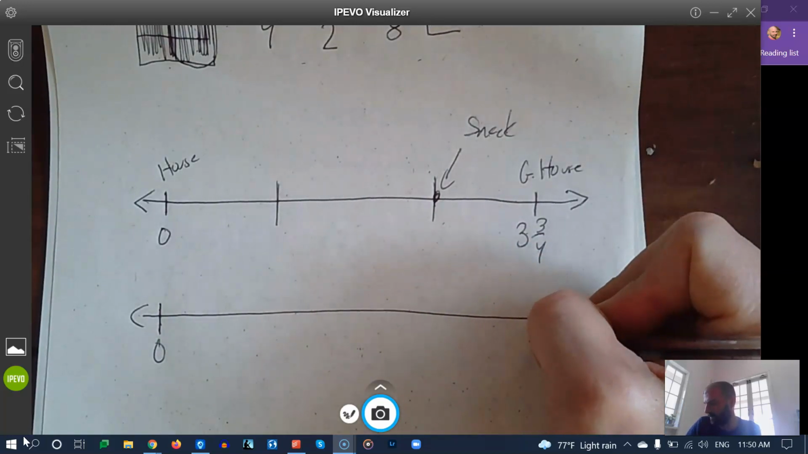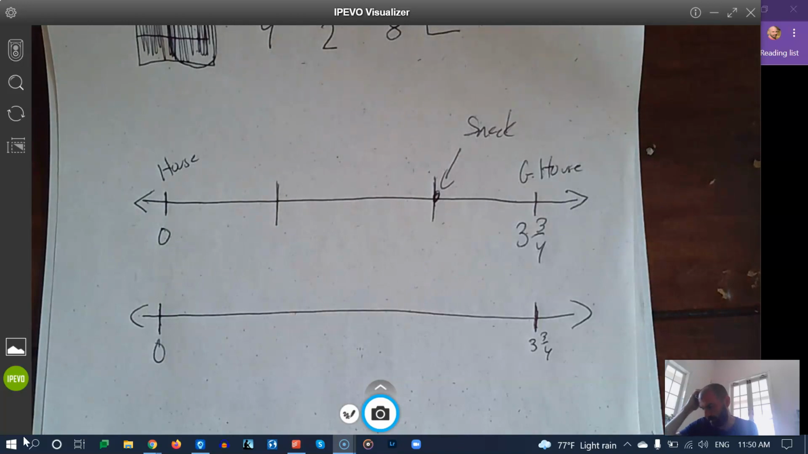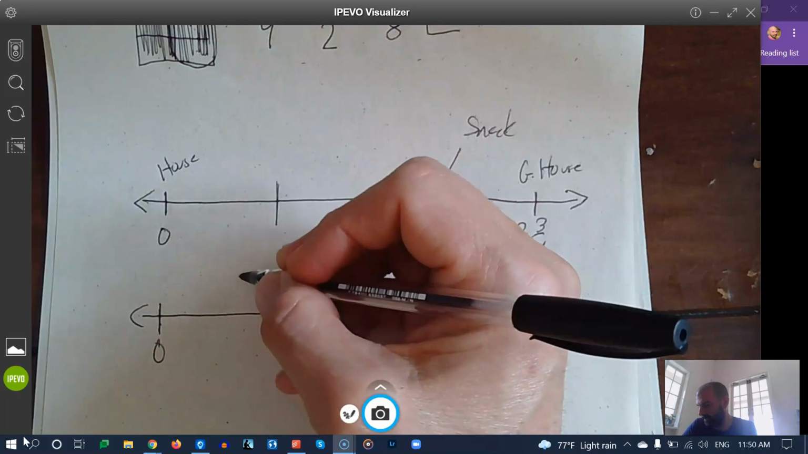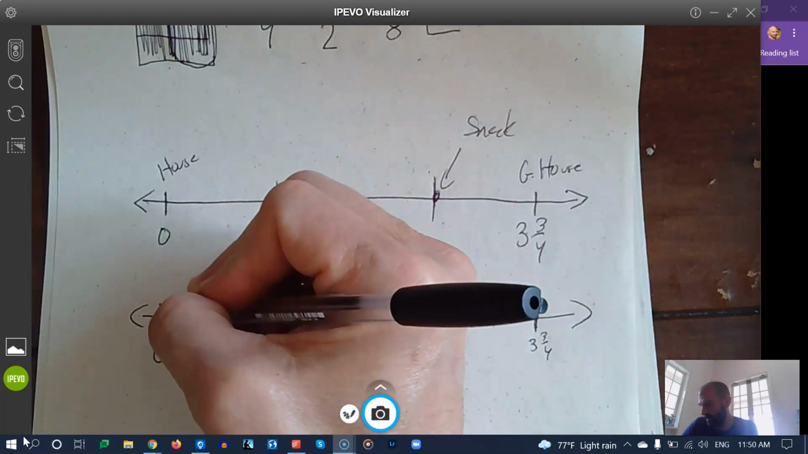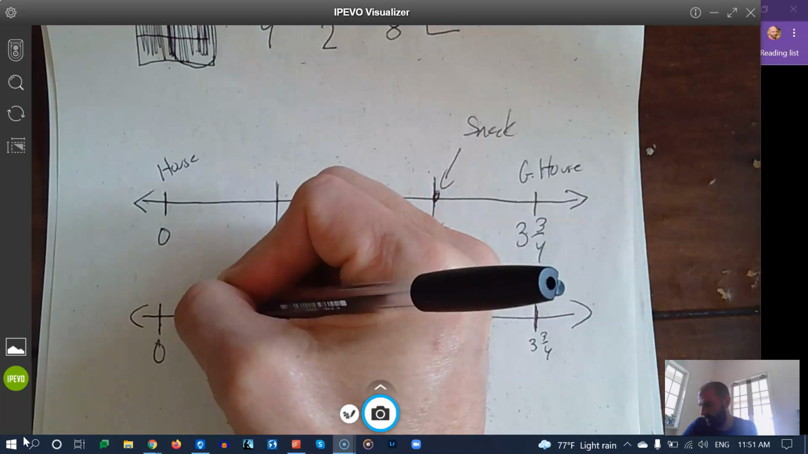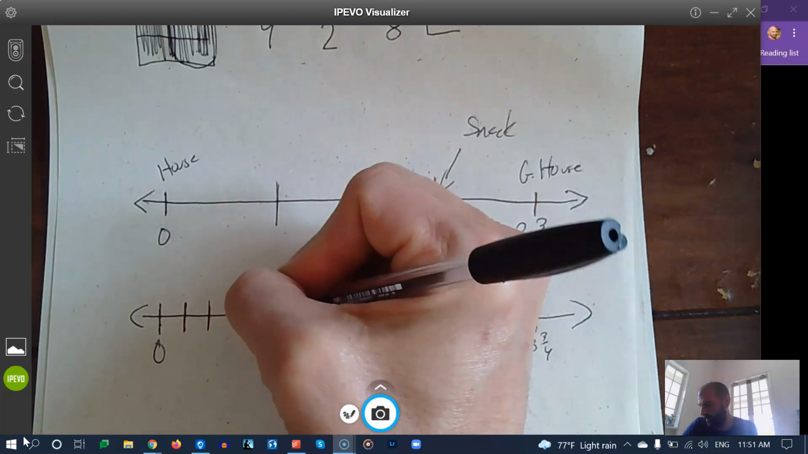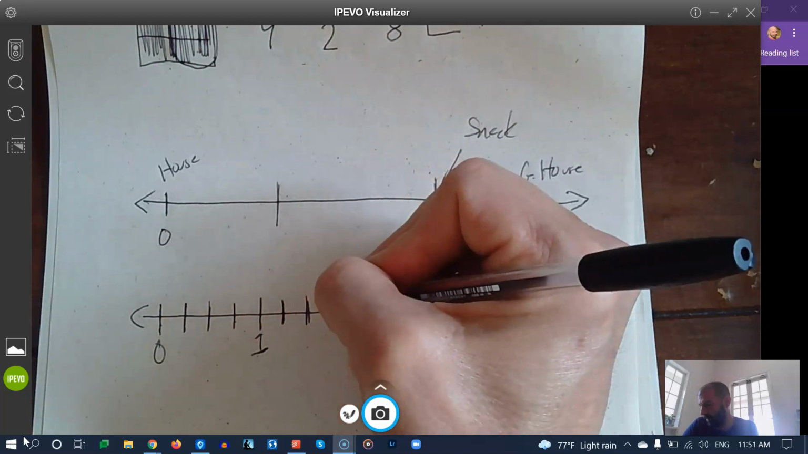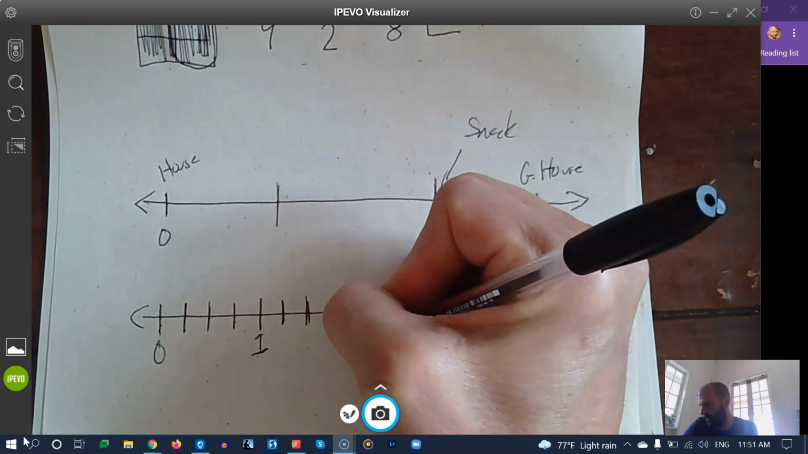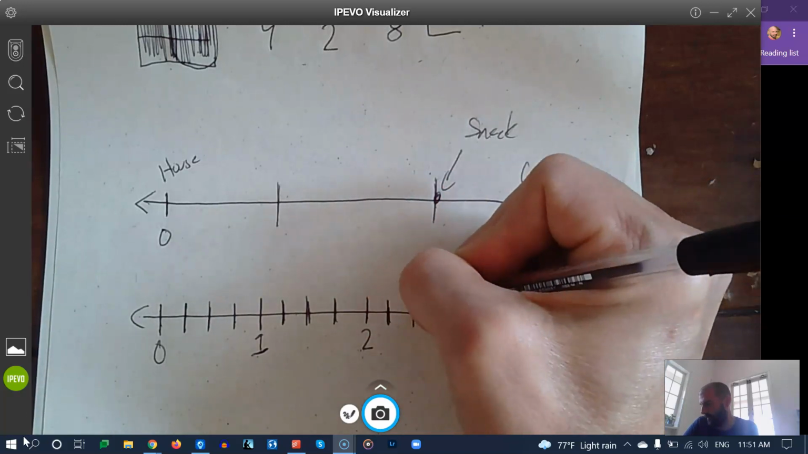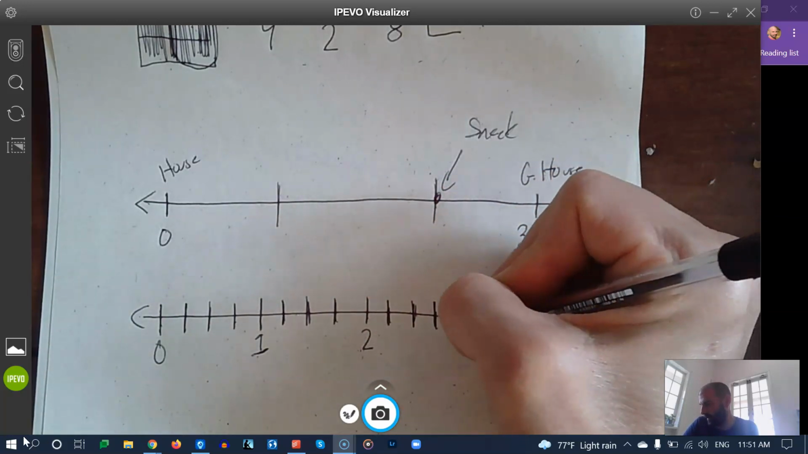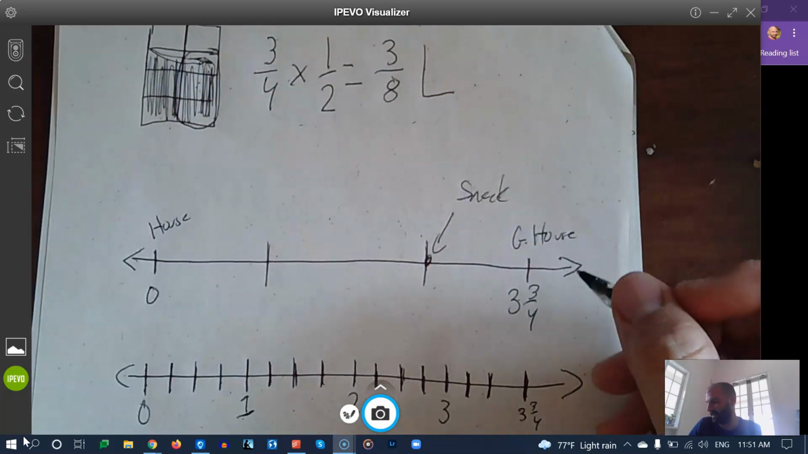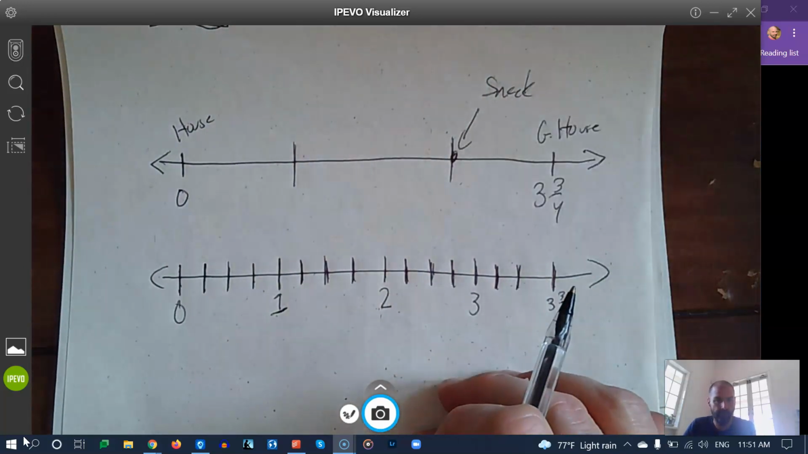Okay, so this was 3 3/4. So I'm going to try and think about it. So we're going to do by fourths. So 1/4, 2/4, 3/4, 1 whole. 1/4, 2/4, 3/4, 2 wholes. 1/4, 2/4, 3/4, 3 wholes, and then 1, 2, 3. Okay, so that's pretty good. Not great, but it's okay.